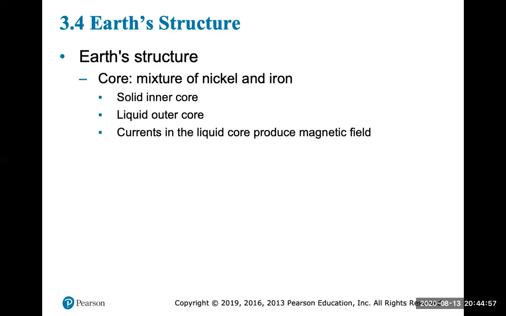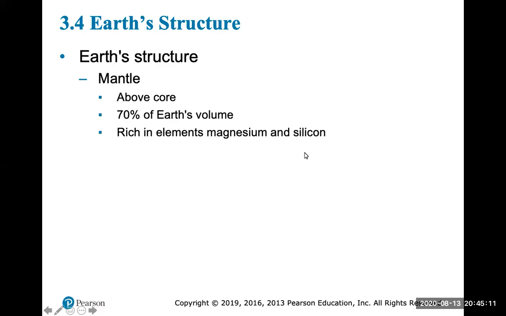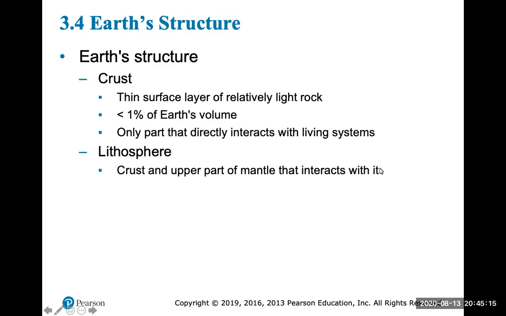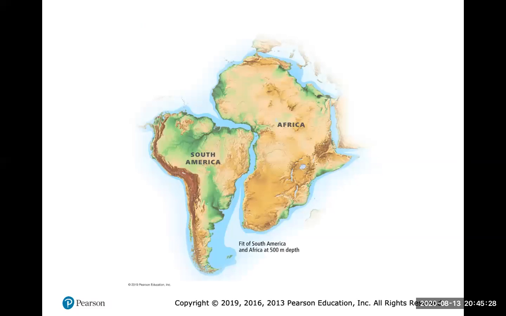We're going to start right in the middle of the PowerPoint with talking about the Earth's structure. The core is made of nickel and iron. It has a solid inner core and a liquid outer core, and the currents in this liquid core produce a magnetic field. The mantle is above the core. This makes up 70% of the Earth's volume. The crust is the only part that interacts with living systems, and that's where we come into play and all the ecosystems are. The lithosphere is the crust and the upper part of the mantle that interacts with it.